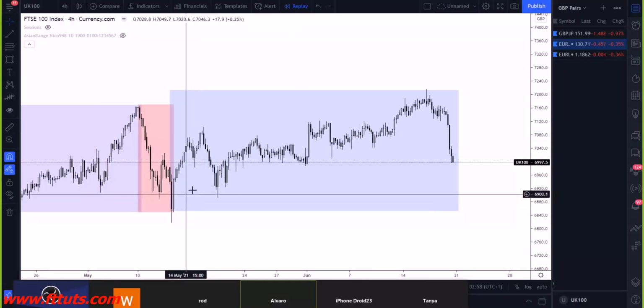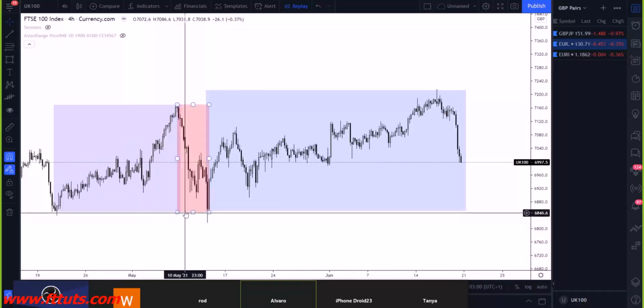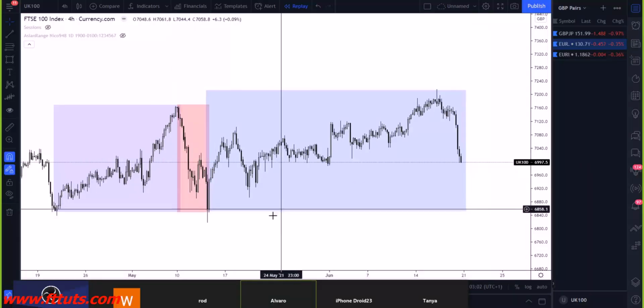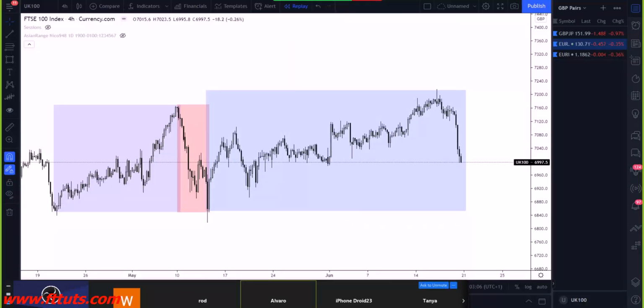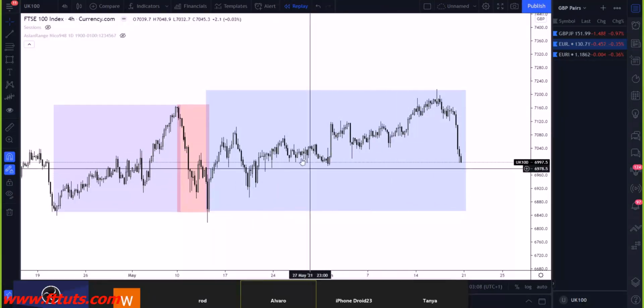So we already marked up why we're looking to buy at the low over here because of swept liquidity, and then from there you could look for your buyable opportunities. But yeah, that's basically what I would see for UK 100.